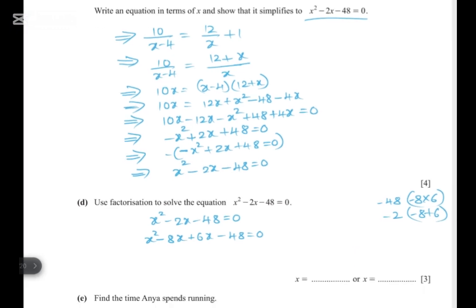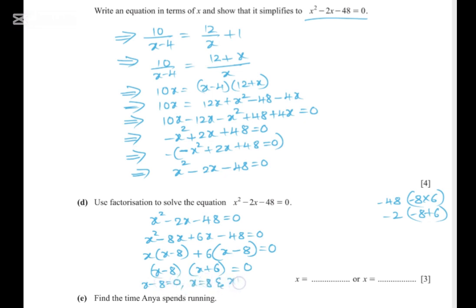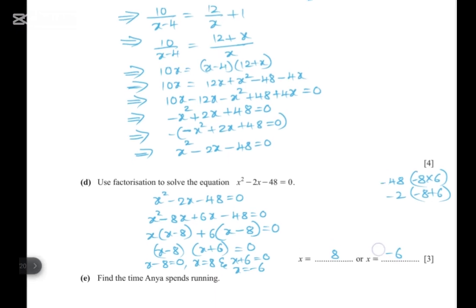Now take x common in the first two terms: x into x minus 8. Then 6x minus 48 is left, so take 6 common: x is left out, minus 8 is left out. Now again, you have x minus 8 as common, so you will get x plus 6 as another expression. So this is the factorization done. Using this factorization, if x minus 8 is 0, x is equal to 8, and if x plus 6 is 0, x is equal to minus 6. You can write the values here, 8 and minus 6. Question number D is also done.